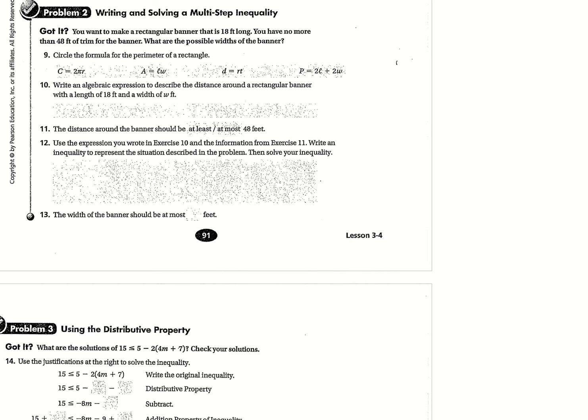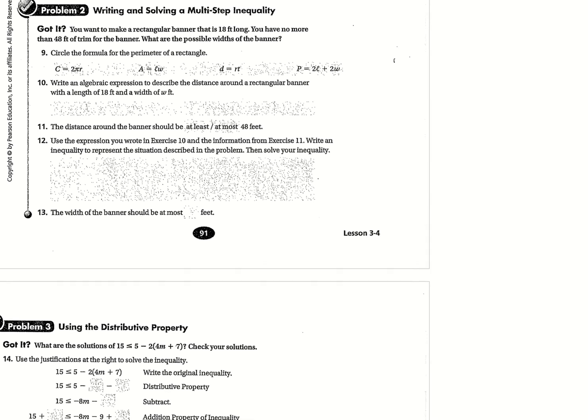All right, so our next inequality is problem 2 here. We have writing and solving. So you want to make a rectangular banner that is 18 feet long. You have no more than 48 feet of trim for the banner. What are the possible widths of the banner?